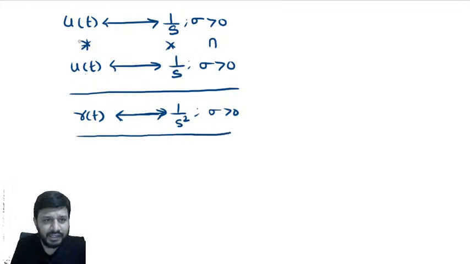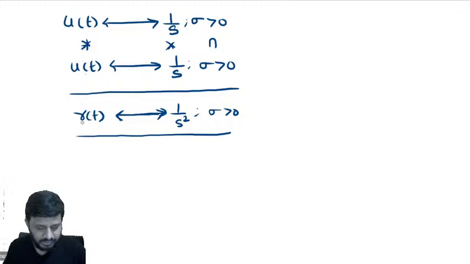This is one more way of finding the convolution of continuous time signals. If you want to find the convolution of two continuous time signals, calculate their Laplace transforms, multiply them, and find the inverse Laplace transform of the resulting product. That is nothing but the convolution result. It is very important.